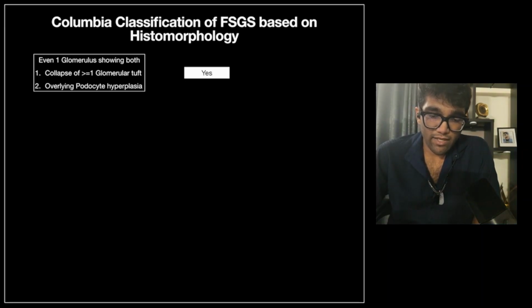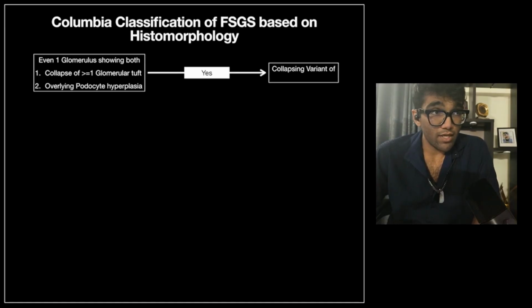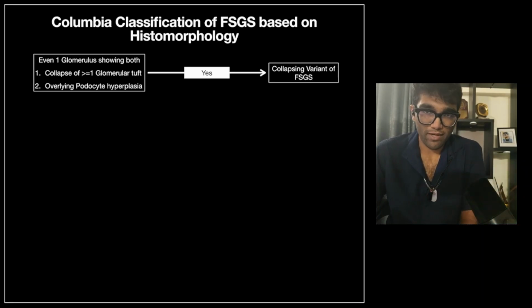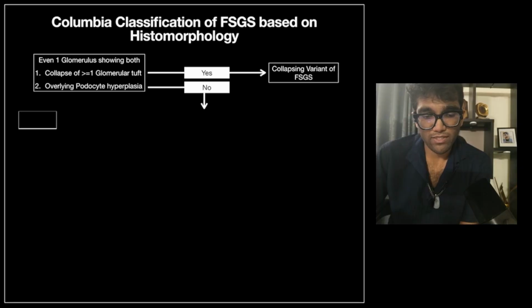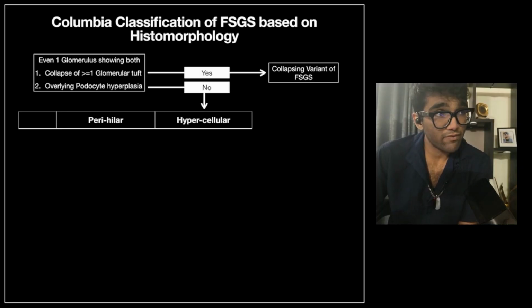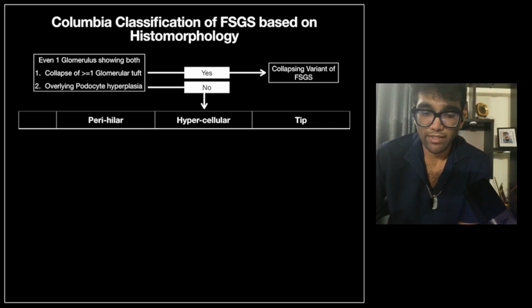Then if that is true, the patient has a collapsing variant of glomerular sclerosis. Now, see again, it's not 50% of the glomeruli, it's not 50% of the involved glomeruli. Okay, it's just one single glomerulus showing both of these features. Now, if both of these things are not there, then what we do is we assess for the presence of one of three variants: the perihilar variant, the hypercellular variant, and the tip variant.